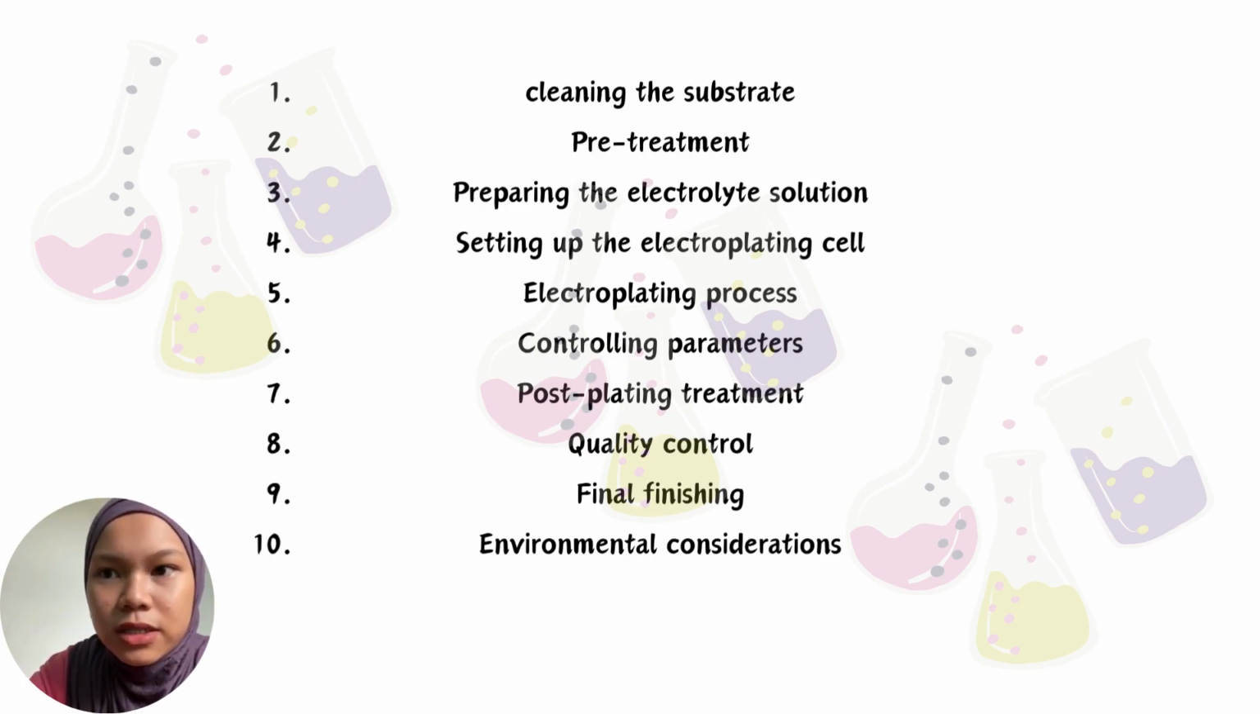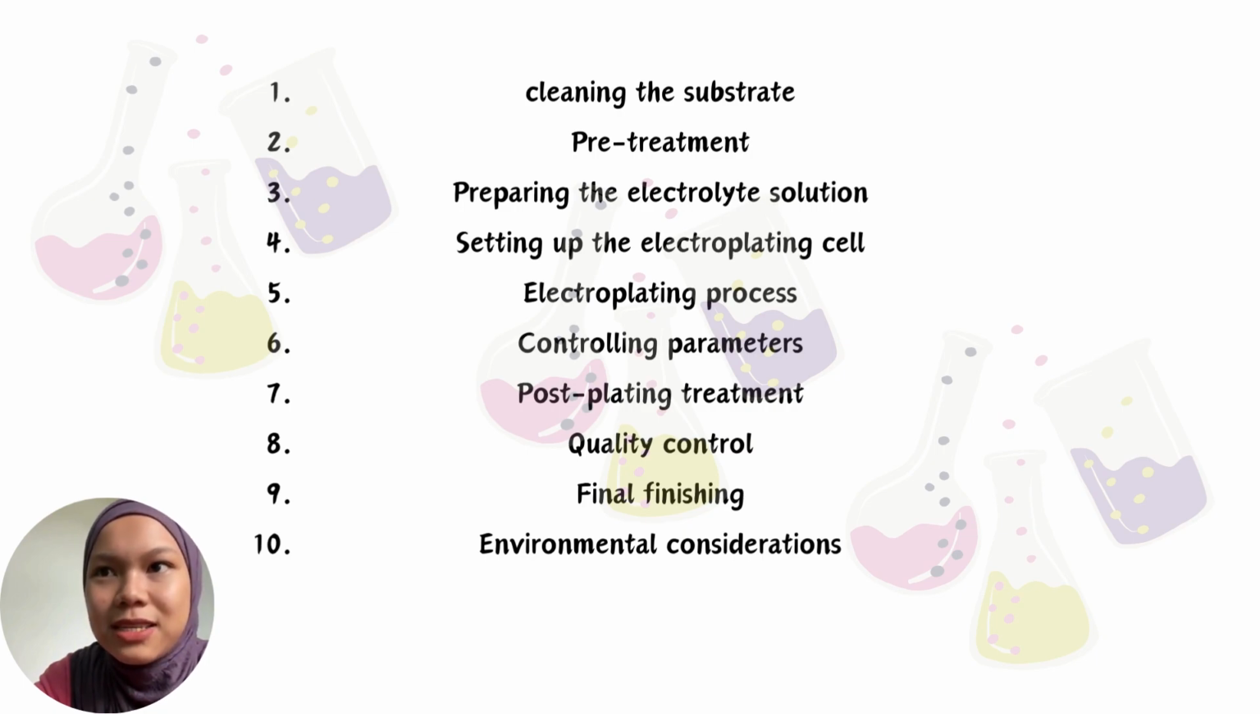Fourth, setting up the electroplating cell. The cell consists of a tank containing the electrolyte solution, and the anode is made of the plating metal, and the cathode is the substrate to be plated.